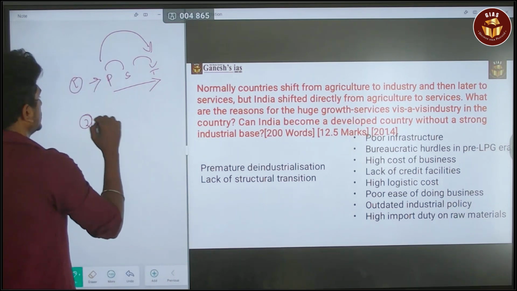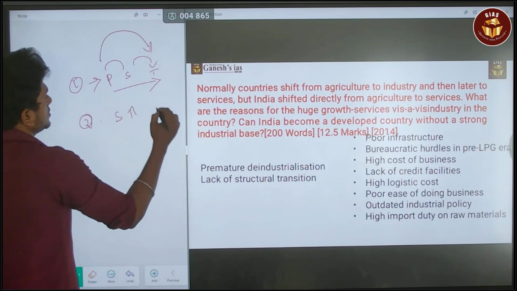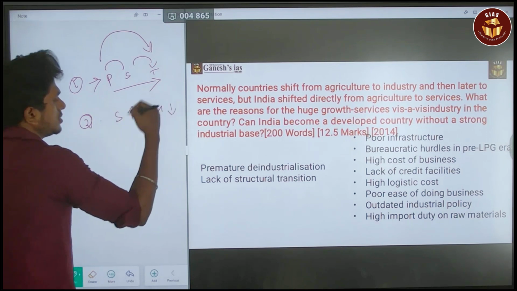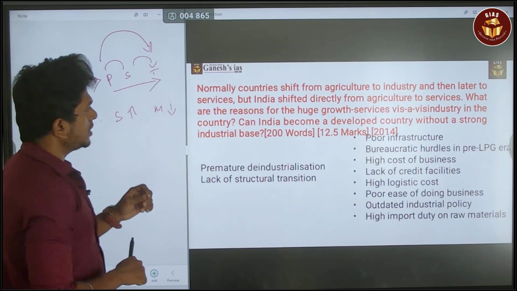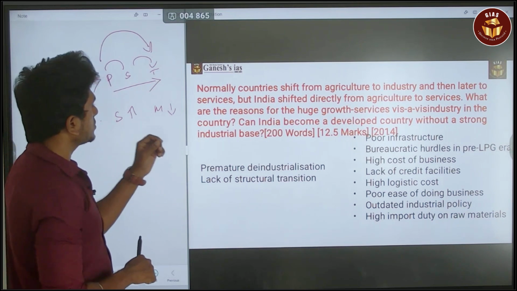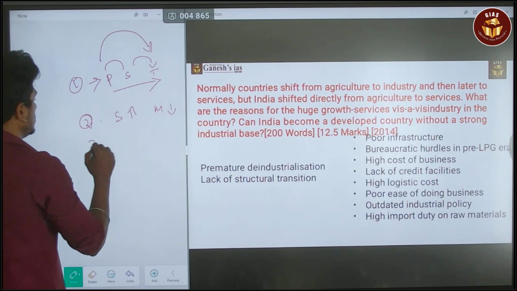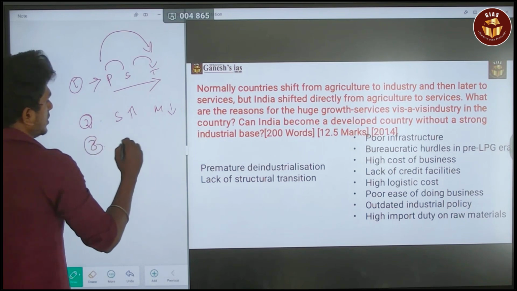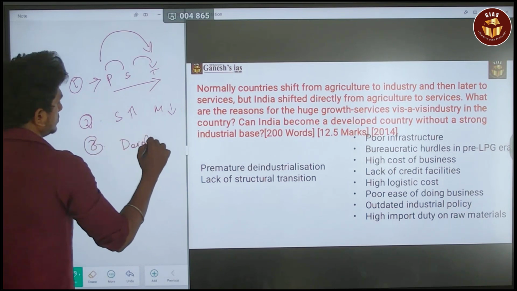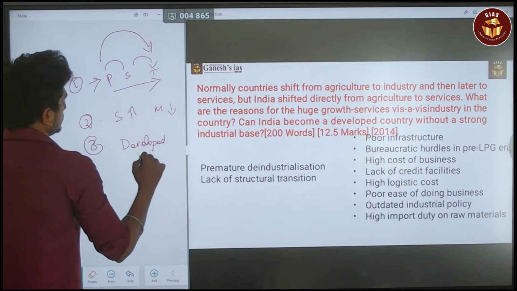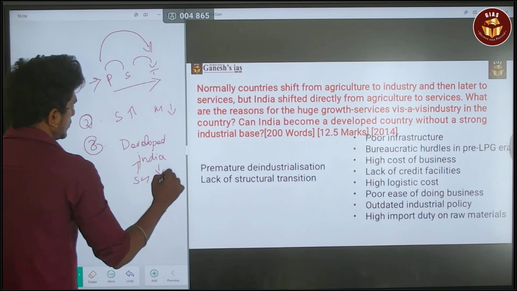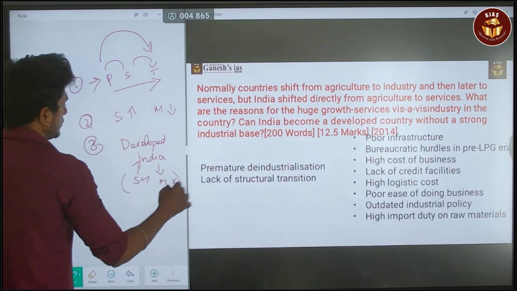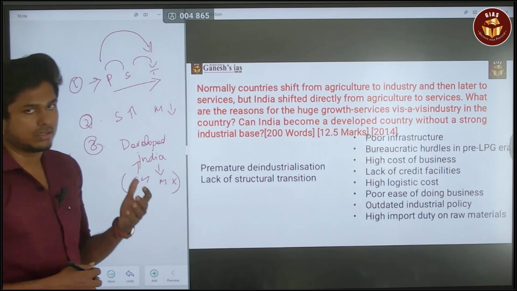Second, why did services grow and manufacturing fall behind? Next, the third question: can India become a developed country without a strong industrial base? That is, whether a developed India is possible with services and without manufacturing or not.